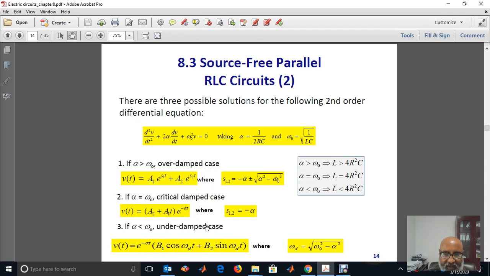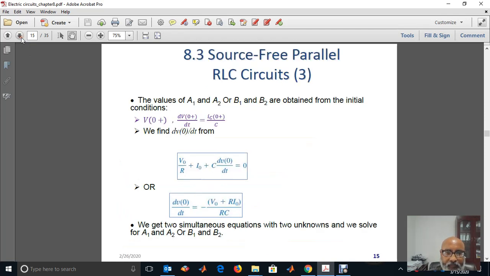Therefore, what is unknown from all this is A1 and A2, B1 and B2, which we can solve from the initial conditions V at 0 and the derivative of V at 0. So how do we get the derivative of V at 0 from the KCL? From the KCL, V naught over R plus I naught plus C dV naught by dt is equal to 0. So the derivative of the voltage, dV by dt at t equal to 0, will be equal to minus (V naught plus R I naught) over RC.